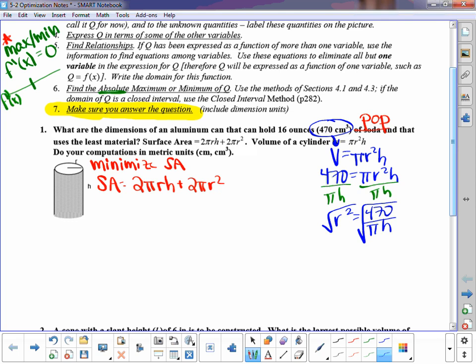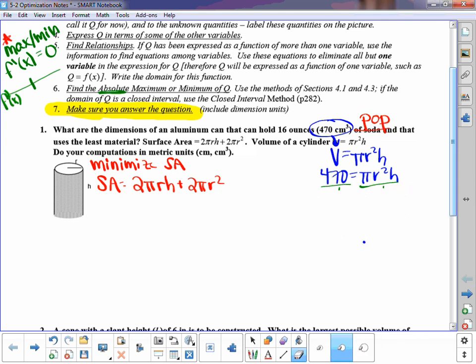So let's take a look at if we solve for h instead. If I solve for h, then I just simply have to divide by pi r squared. So then I get h is equal to 470 divided by pi r squared. A little bit nicer than the other way around. You could have solved for r, you just were introducing square roots, you'd have to deal with the square root and taking the derivative. So that's fine, you're just creating more work for yourself.